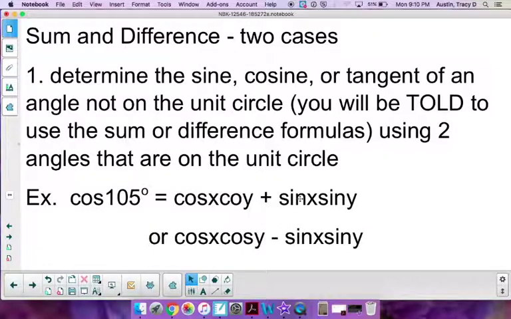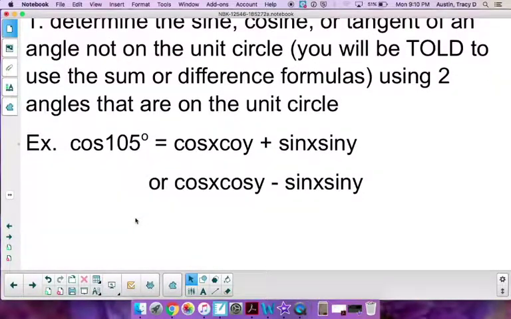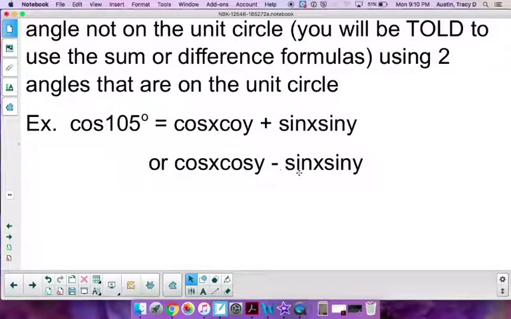So we can either use the cosine subtraction formula. Remember, cosine's weird and it adds when it's the subtraction formula. Or we can use the cosine addition formula. We just have to find two angles that actually work, either by subtracting to get us 105 degrees or by adding to get us 105 degrees. Okay, and both of those need to be on the unit circle.